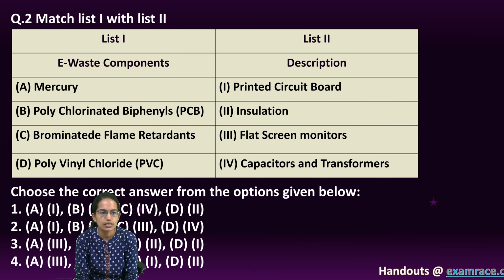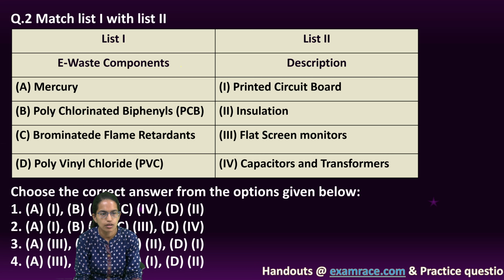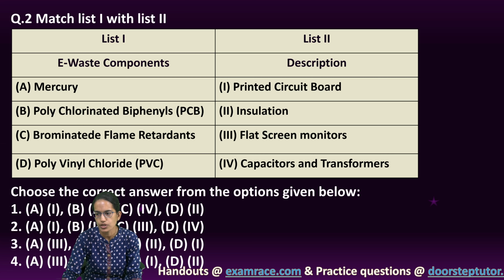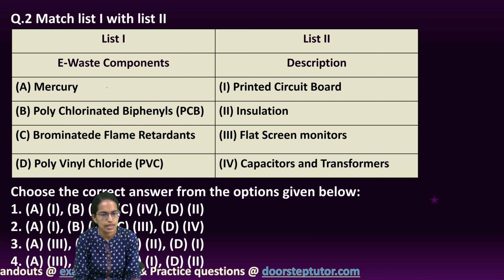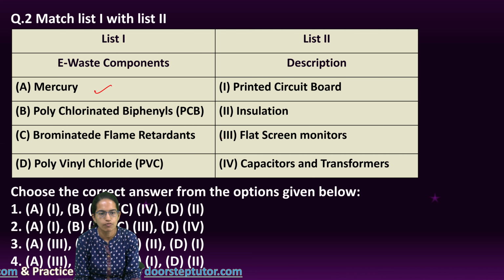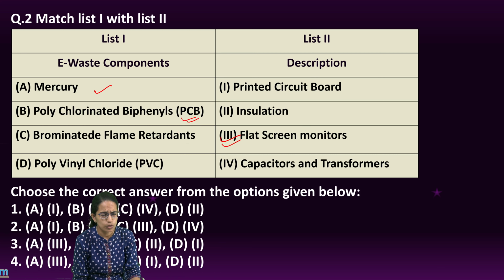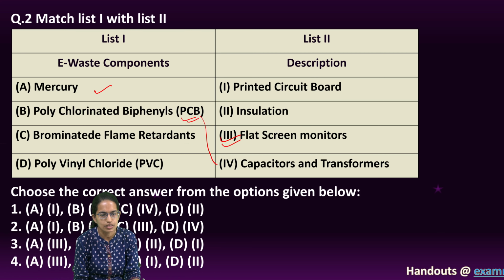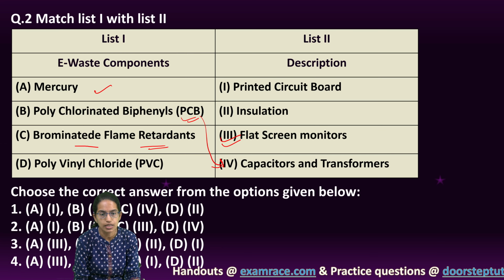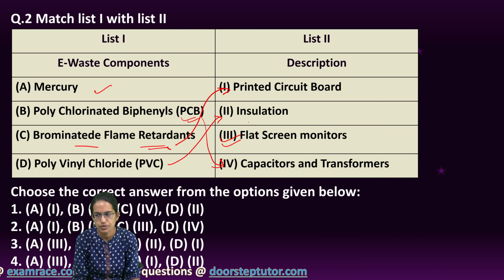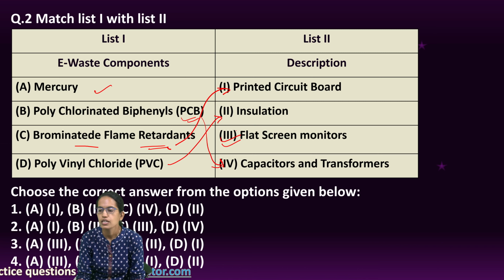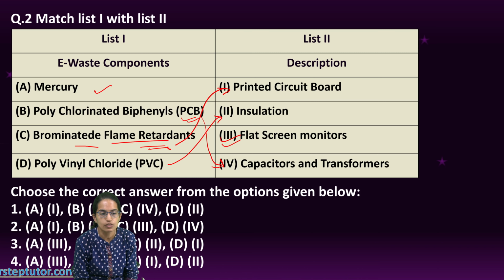Now some of the e-waste components and their description. A clear question has been given here. What needs to be done is you have to just match which of the following is correct. So mercury is found where? Mercury is found in flat screen monitors. Polychlorinated biphenyls are seen in transformers and capacitors. Brominated flame retardants are in the circuit boards, and PVC is used for insulation purposes. So those are the correct match. Printed circuit board, flame retardants, very important.